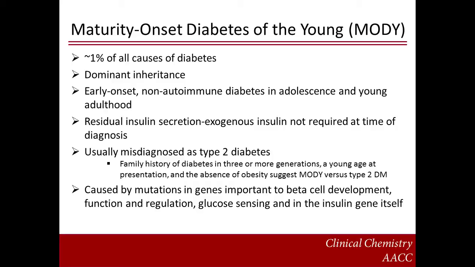These patients are typically misdiagnosed as type 2 diabetes. However, 2 or more consecutive generations of diabetes and the absence of metabolic features such as obesity or features of insulin resistance are more suggestive of MODY. MODY is a heterogeneous group of disorders caused by mutation in genes important to beta cell development, function and regulation, glucose sensing, and in the insulin gene itself.